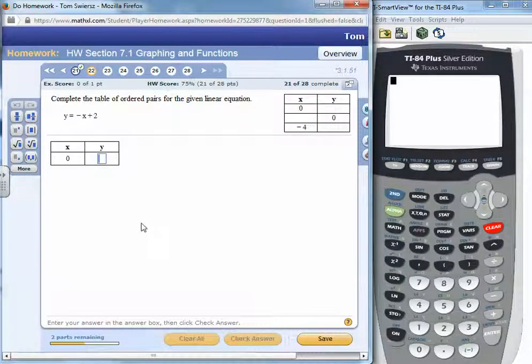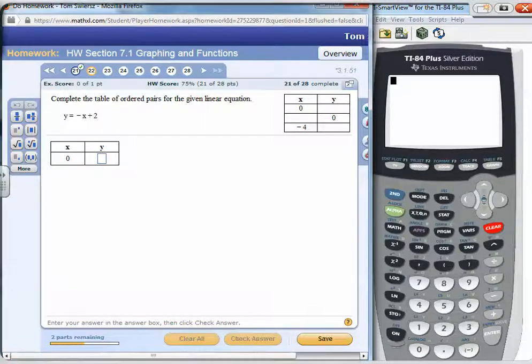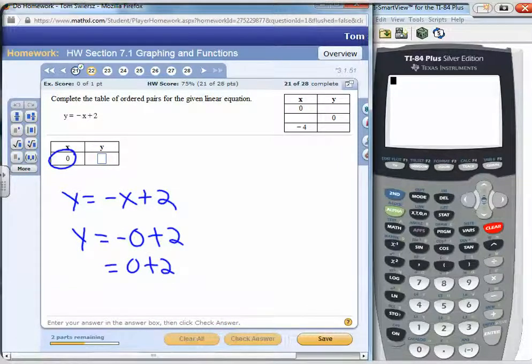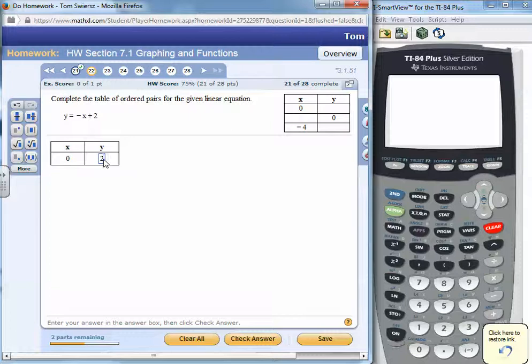Okay, and then we're going to go ahead and do the table values. Here again, the same idea, just in a table. So y equals negative x plus 2. X is 0, so put in 0 for x. Y equals the opposite of 0 plus 2. Opposite of 0 is still 0, so 0 plus 2 is equal to 2. So y equals 2 when x is 0. You're putting in the x value 0, solving for y, and you get the value 2.